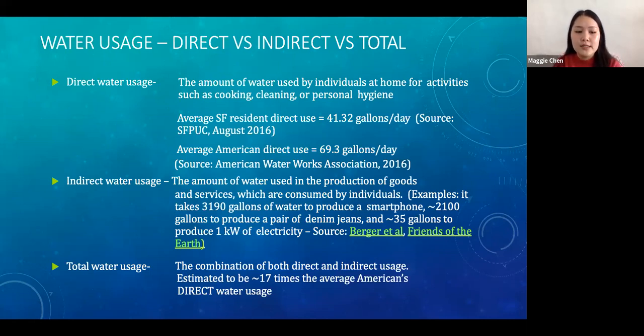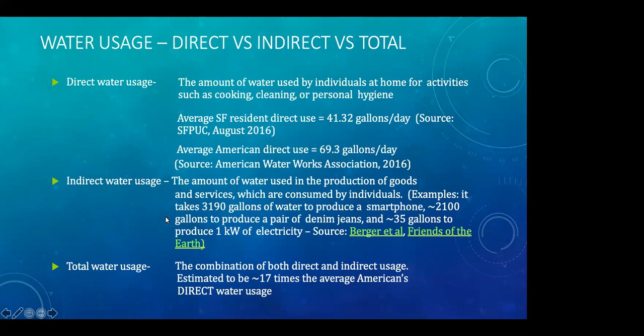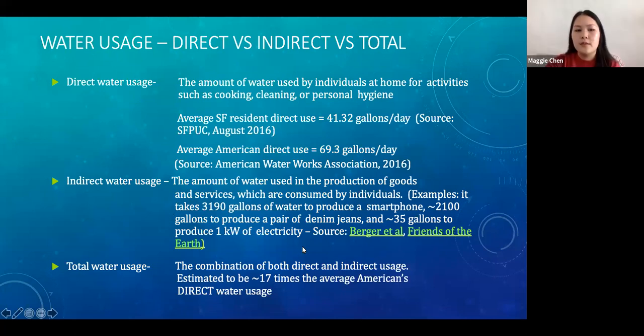And if we wanted to get our total water usage, it's a combination of both our direct and indirect water usage. So if we wanted to estimate our indirect water usage as Americans, we would just multiply our direct water usage, that total number at the end of your water use chart, by 17 to get an estimate of the indirect water usage that goes into your lifestyle. And then you would add them together to get your total water usage.